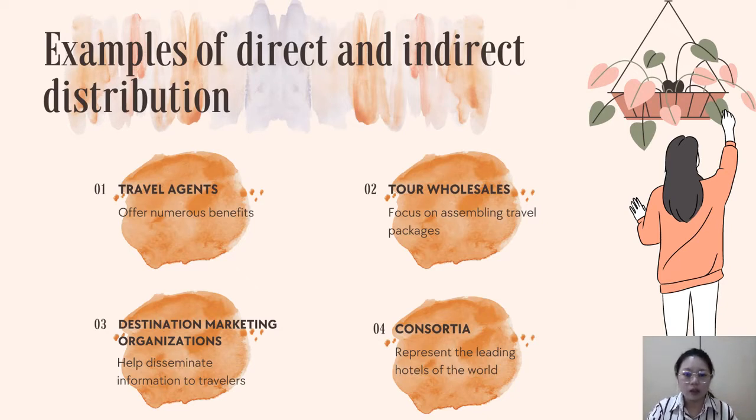And the last one is consortia. This channel represents the leading hotels of the world. It can be effective for heritage hotels because the hotels under this group belong to the elite category. The heritage attraction can indirectly relate to consortia through partnerships and coordination strategies with established hotels within the consortia.